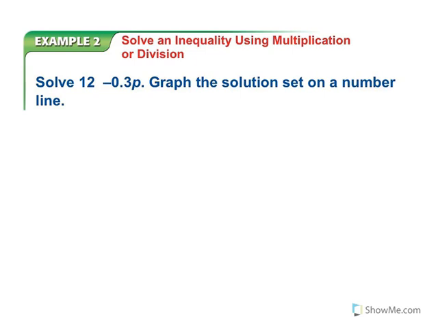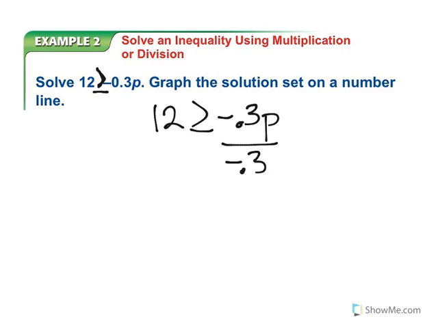So let's try another example. We're going to solve, and somehow part of my problem didn't show up. That needs to be greater than or equal to. 12 is greater than or equal to negative 0.3p, and we're going to graph the solution set on a number line. So the first thing we need to do is solve for p and get the variable by itself. To get p by itself, I have to divide by negative 0.3.